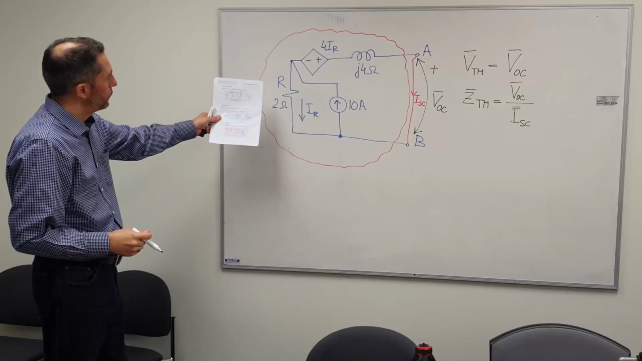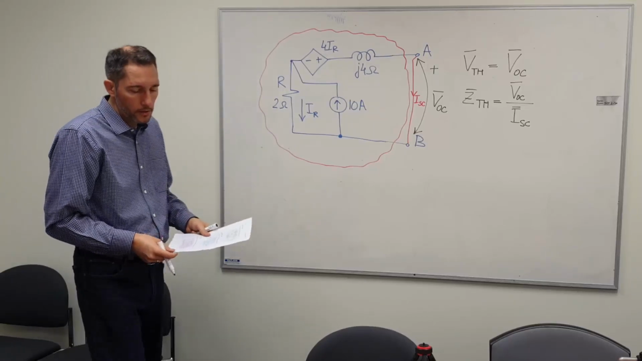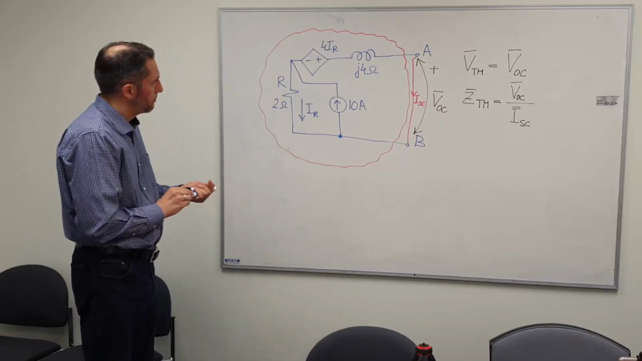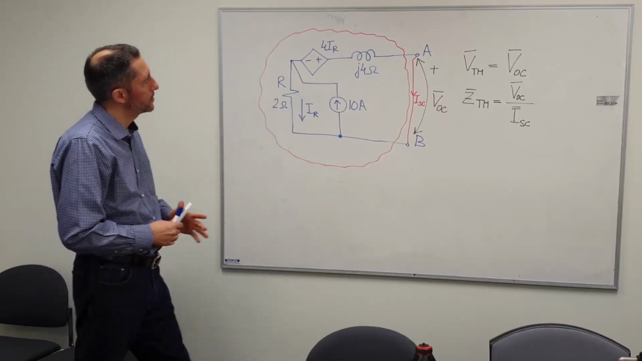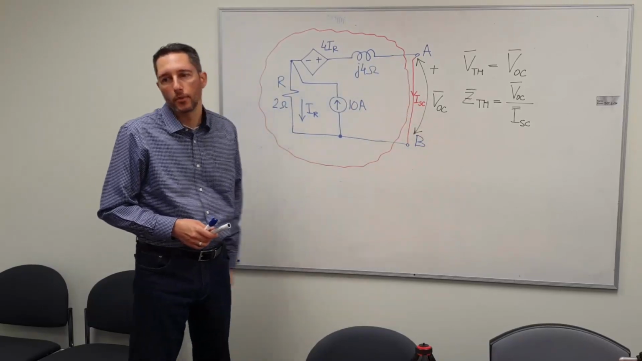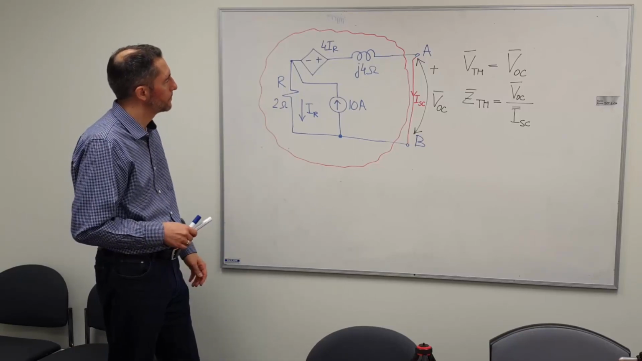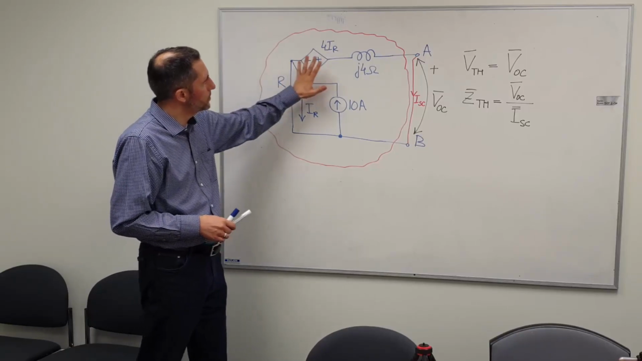So I have redrawn this original circuit. I basically just flipped it, because this is normally how we end up with points A and B when we solve Thevenin's theorem. So you can do that. So I have this circuit.